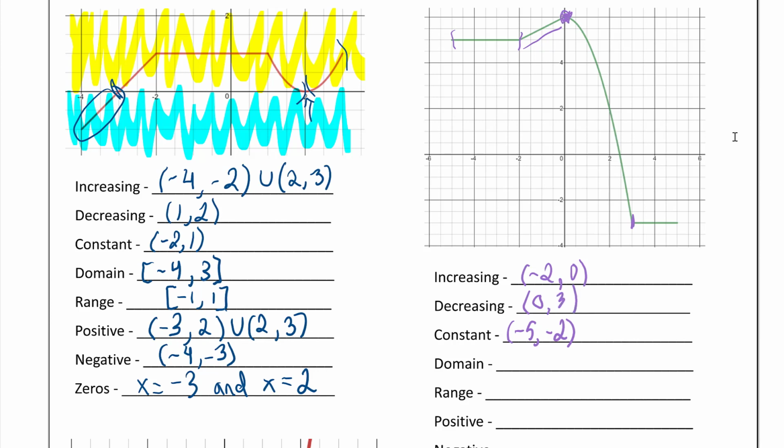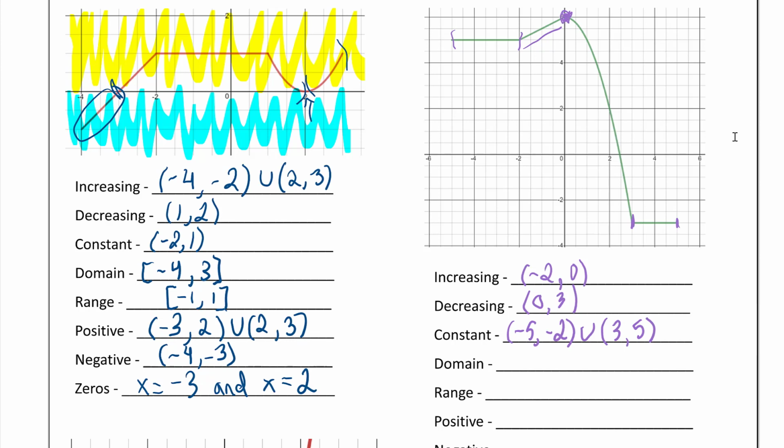And then we switch back here at the end from 3 to 5. We're constant again because it's not going up or down. So we're going to put a U that stands for union, and it's something we do when we have more than one interval that applies to the same thing. And then we put 3, 5. So that's our increasing, decreasing, and constant.